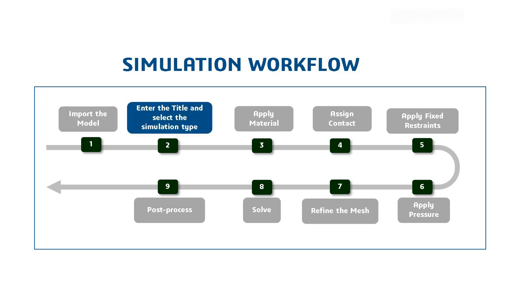Once imported, enter a title for the simulation, and select the simulation type. Then, apply material to the assembly components. The next step is to define the type of contact between the components of the two-ring assembly. In order to restrain the degrees of freedom of the model, apply fixed displacement restraint at the appropriate locations. Then, apply a pressure load to the back face of the smaller ring, which pulls the bigger ring along the direction of the applied loading. This is followed by refining the mesh, to model the stress distribution accurately. The final two steps are to run the simulation, and post-process the results.